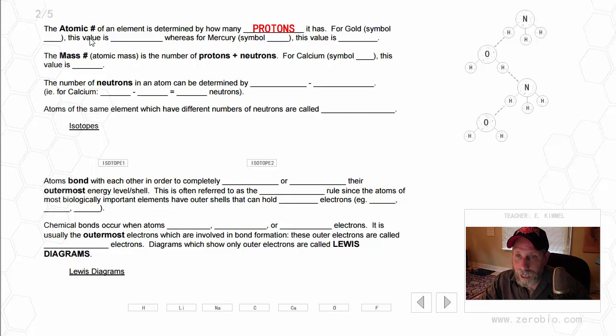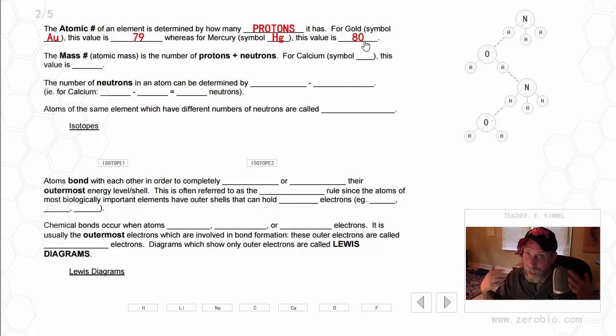Now, gold has the symbol Au and has a value of 79. So 79 protons, we don't want to draw that, do we? 79 protons are in the nucleus of gold. This is not something that you should memorize by any means, and neither is this. Mercury, which has the symbol Hg, has 80. The reason that we mention this is that the difference between gold and mercury is essentially 1 proton.